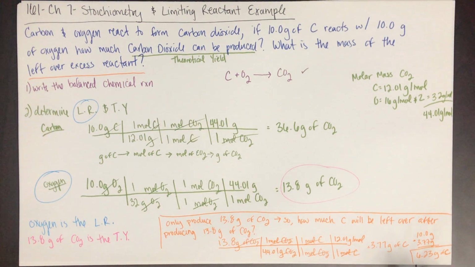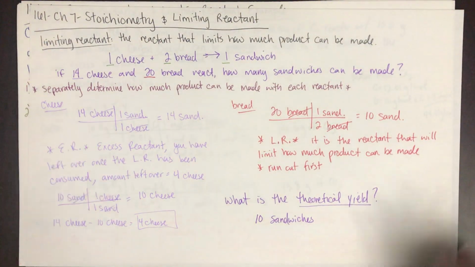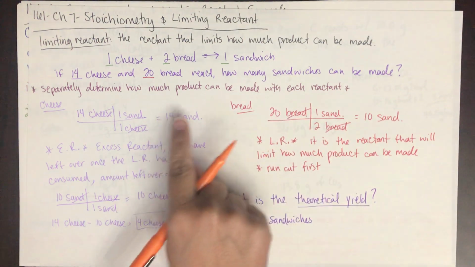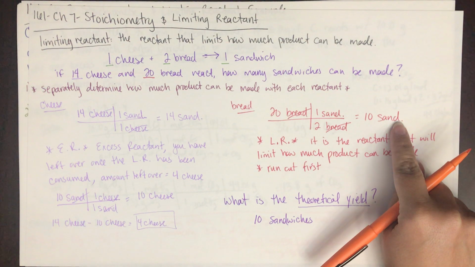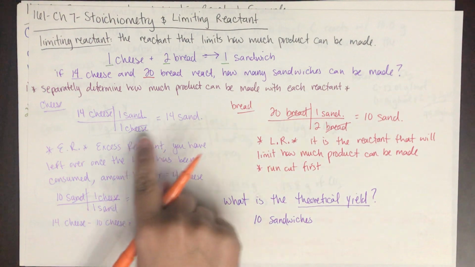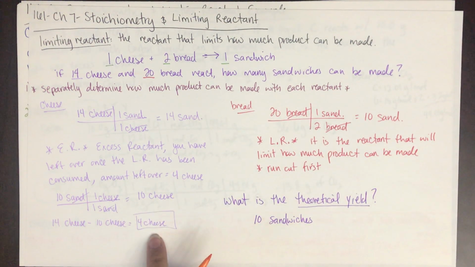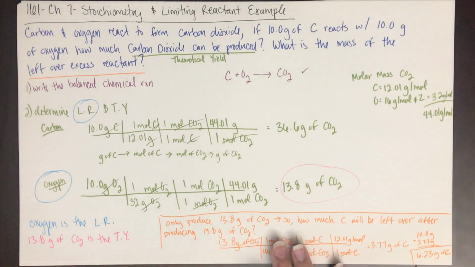So this is kind of like the sandwich and the cheese example, where if you have 14 pieces of cheese and 20 pieces of bread, you could make 14 sandwiches with the cheese, but you can only make 10 sandwiches with the bread. So the amount of cheese that's left over, the amount of excess reactant, is the amount you start with minus the amount that you use. I'm going to use 10 cheese to make 10 sandwiches. So 4 cheese would be the excess reactant. That's exactly the same thing we're doing here. We're just using mass and moles and different elements.